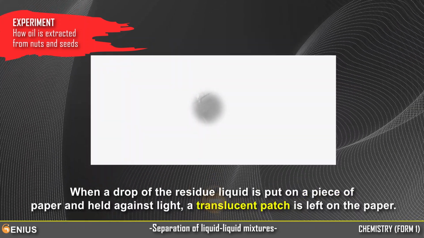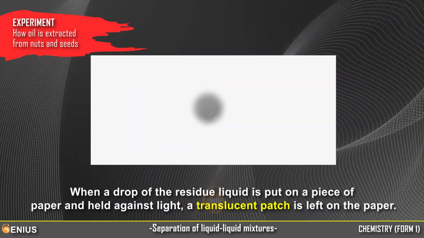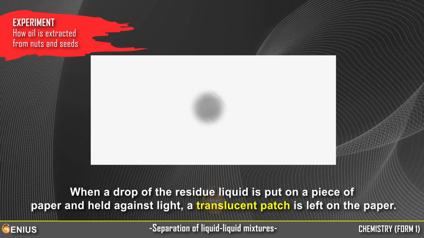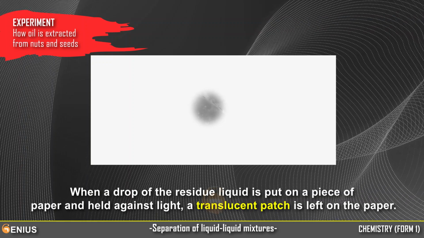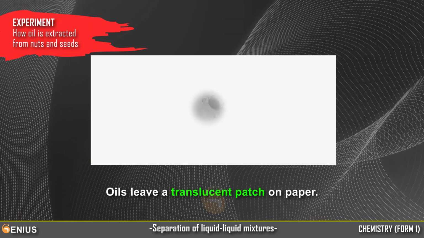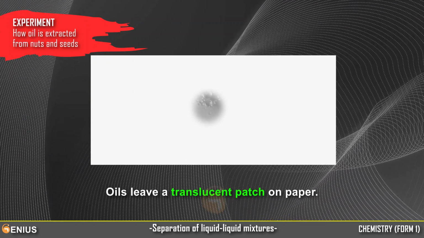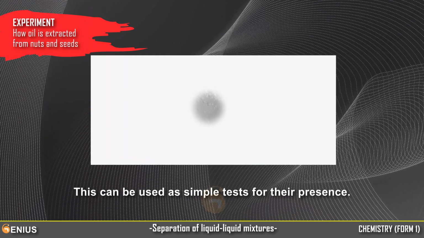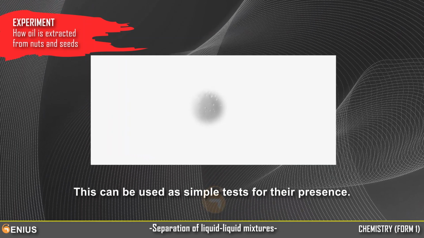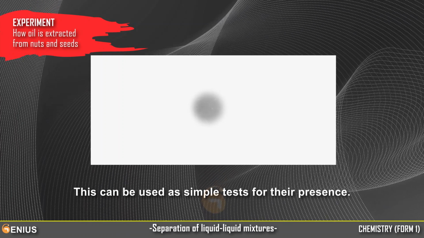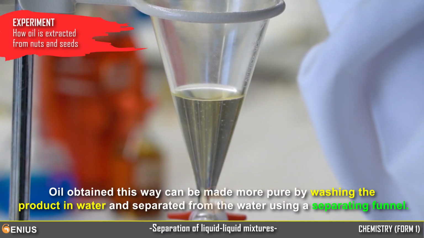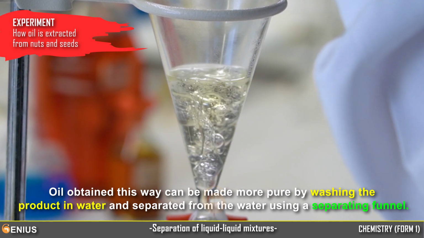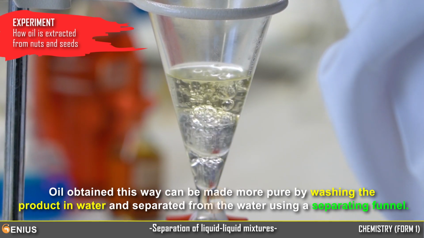When a drop of the residue liquid is put on a piece of paper and held against light, a translucent patch is left on the paper. Oils leave a translucent patch on paper. This can be used as a simple test for their presence. Oil obtained this way can be made more pure by washing the product in water and separated from the water using a separating funnel.